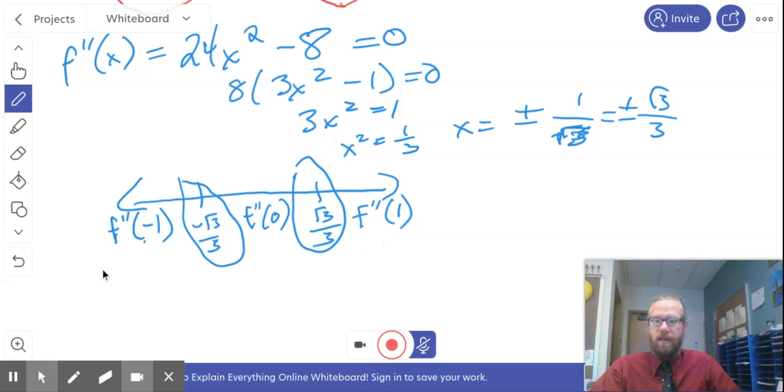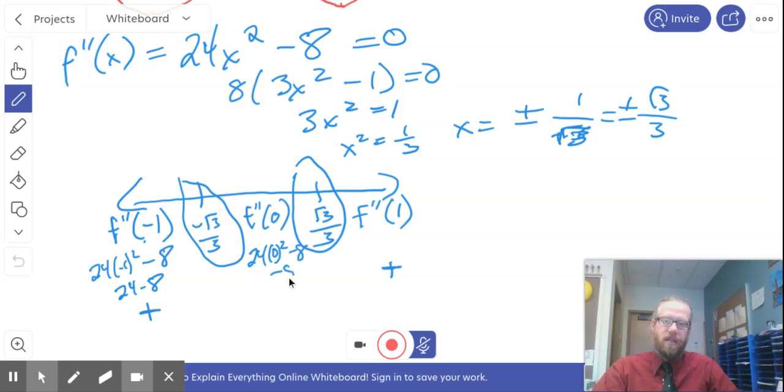So if I do the negative 1, let's say 24 times negative 1 squared minus 8, that's just 1. 24 minus 8, that's a positive number. It's going to be 16, it looks like. And if I plugged in 1, I'd also get 16, the exact same number. And if I plug in 0, just to close this off, 24 times 0 squared minus 8, that's 0. So that just ends up being negative 8, and that gets a negative 1.